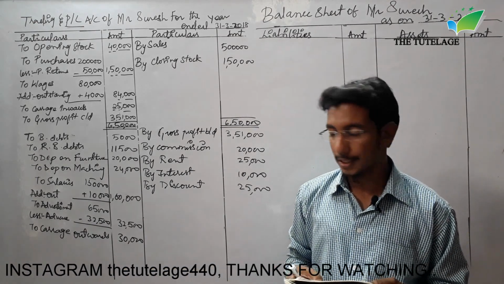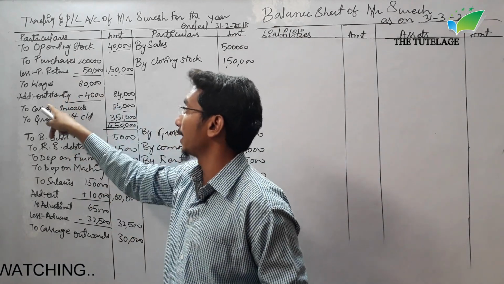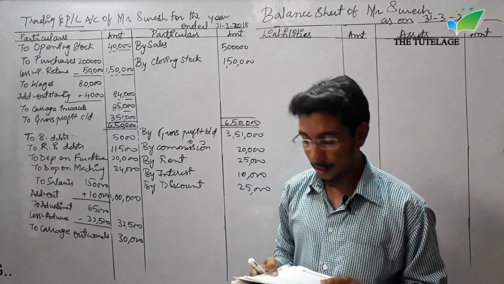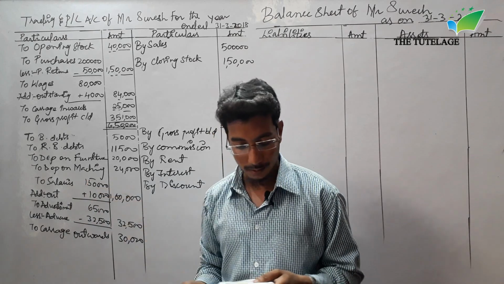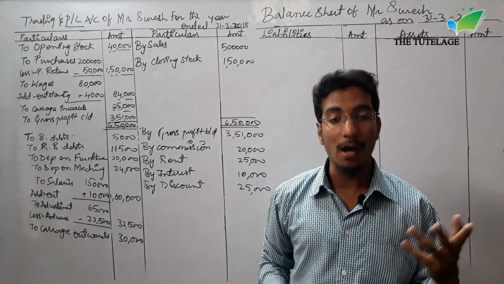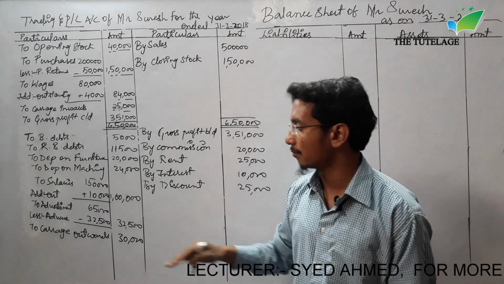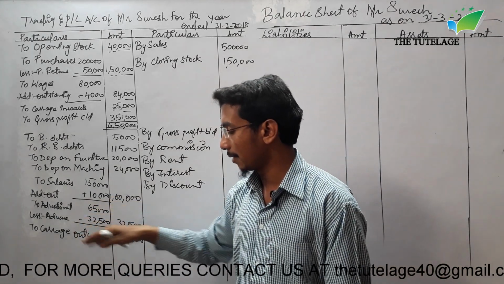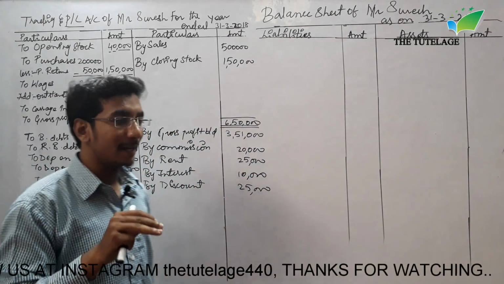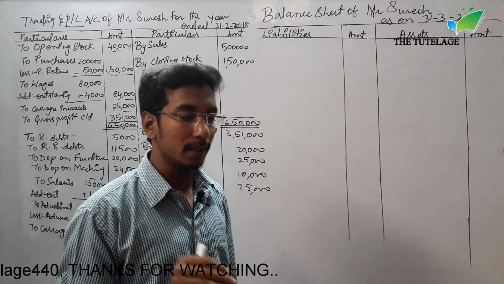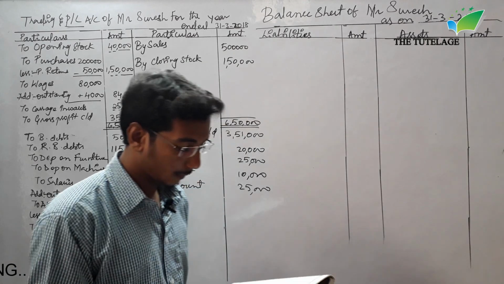Next one, outstanding wages. Outstanding wages we have already recorded in the debit side of the trading account. Outstanding salary is also added to the salary in the profit and loss account. And advance advertisement we should subtract from this year's advertisement, because that expense is not related to this year. We show only the expenses which were incurred or happened this year.